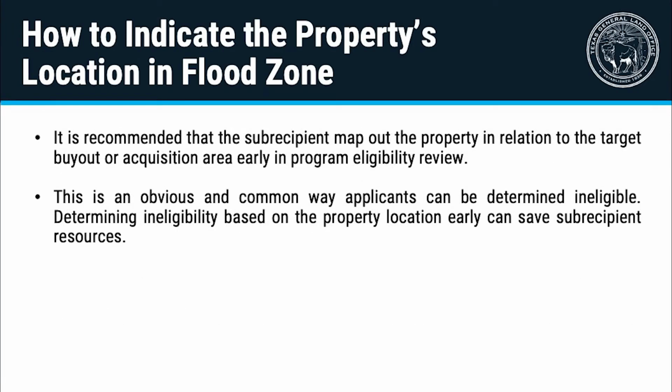It is recommended that the subrecipient map out the property in relation to the target buyout or acquisition area early in the program eligibility review process. This is an obvious and common way applicants could be determined ineligible. Determining ineligibility based on the property location early can save subrecipient resources.